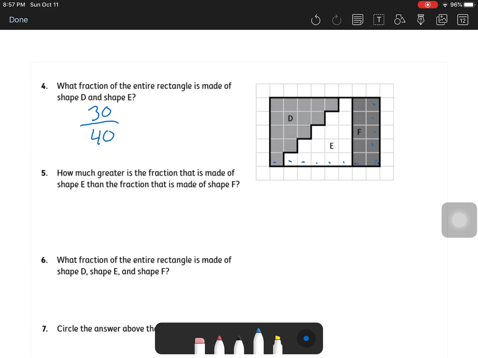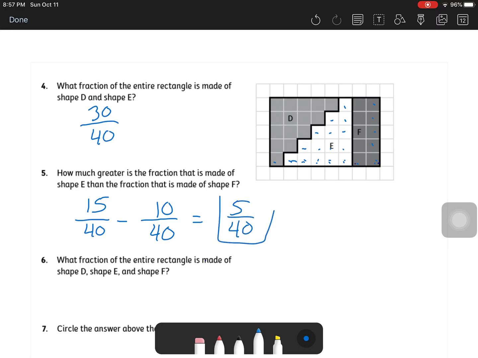How much greater is the fraction that is made up of shape E than the fraction that is made up of shape F? Okay, so we're going to subtract two fractions. They're both going to have 40s on the bottom. So E has 1, 2, 3, 4, 5, 6, 7, 8, 9, 10, 11, 12, 13, 14, 15. We got 15 there. And F has 10. So when I subtract those two, that would be 5 out of 40.